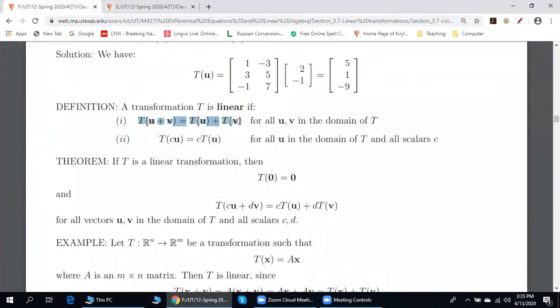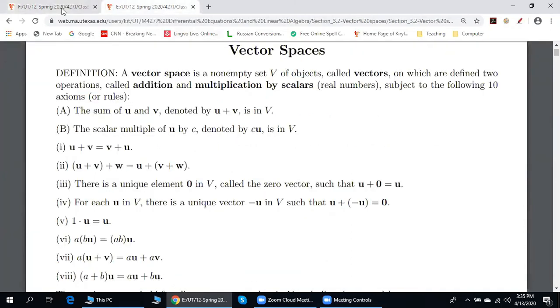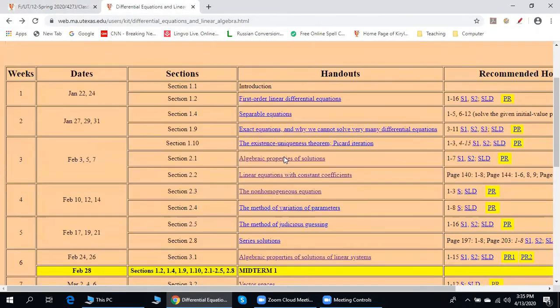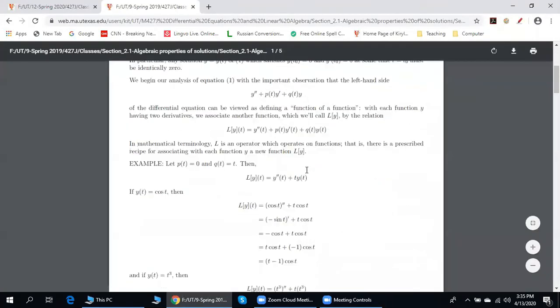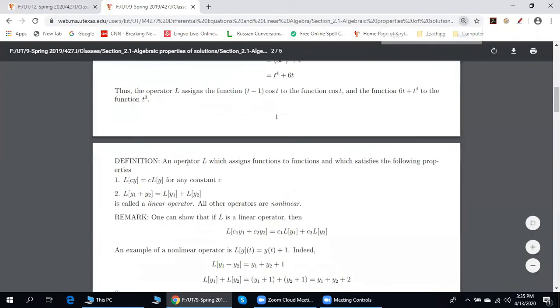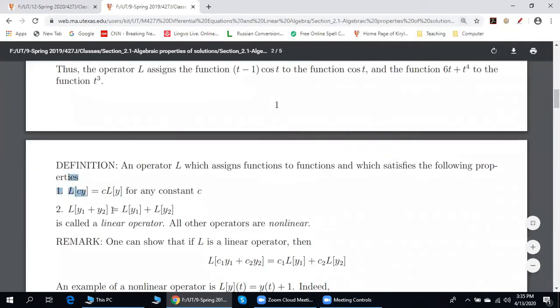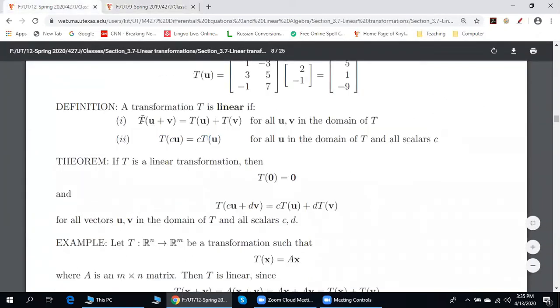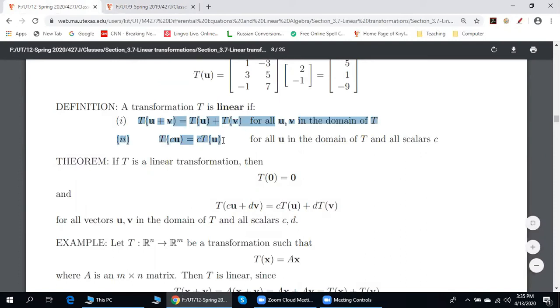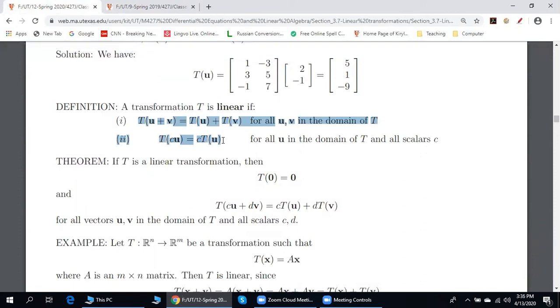condition number 1 and condition number 2. What is written here is similar to this, as we discussed, to this, which should not be a surprise. Here we have linear operators on functions. Here we're talking about linear operators on matrices. Does this answer your question?